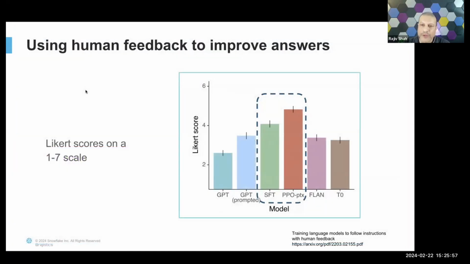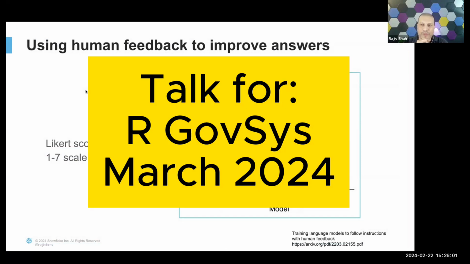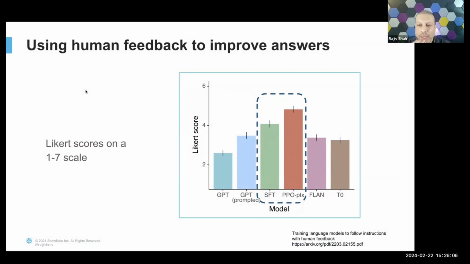OpenAI was an early one to publish its approach here, which used reinforcement learning with human feedback. It's a big fancy word for an approach they used, but they were able to show that, using these techniques, which I'll talk about in a second, the model became much more amenable. People like it a lot better.